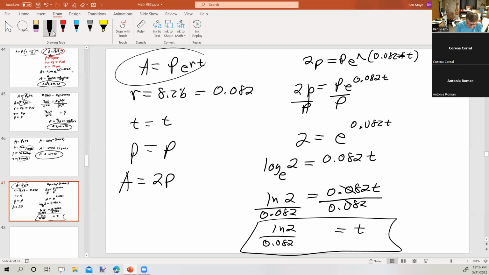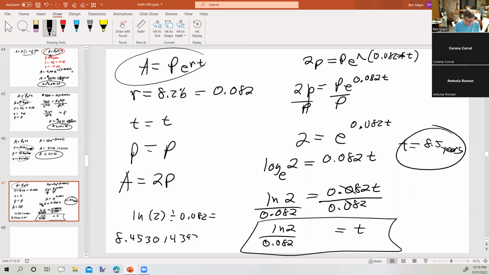So I'm going to go natural log of 2, close it up. So ln 2 closed up, divided by 0.082 equals, and I get 8.45301439. And let's see, what does the author do? It says about 8.5 years. So it rounds to the nearest tenth. So t is approximately 8.5 years.